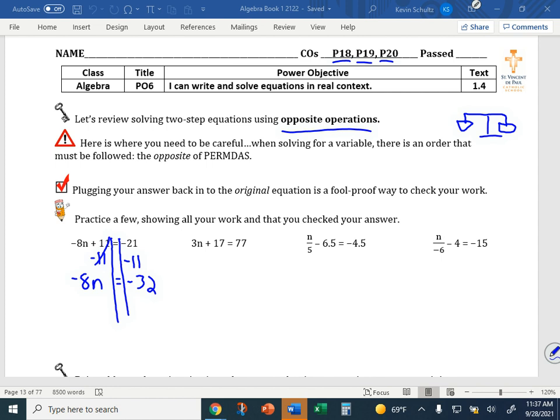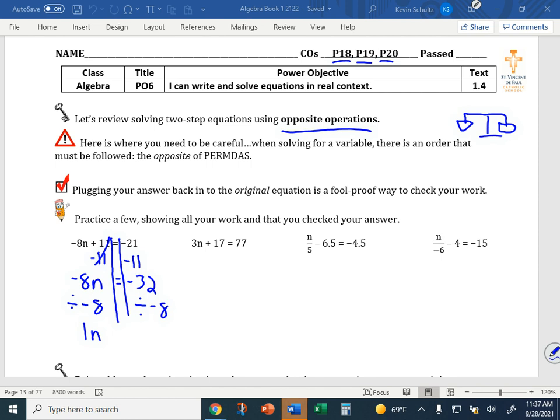Sasha? Divide by what? Divide both sides by what number? By negative 8, right? Because what does that do when we have negative 8 n's and we divide by negative 8? The answer is positive, and in fact, what is negative 8 divided by negative 8? Positive what? Positive 1, right? Meaning that we have 1 n left, which is what we want.